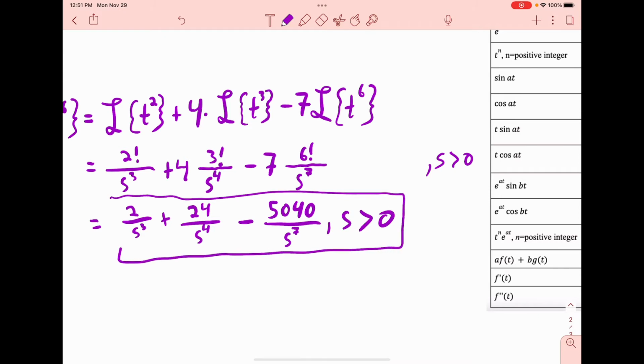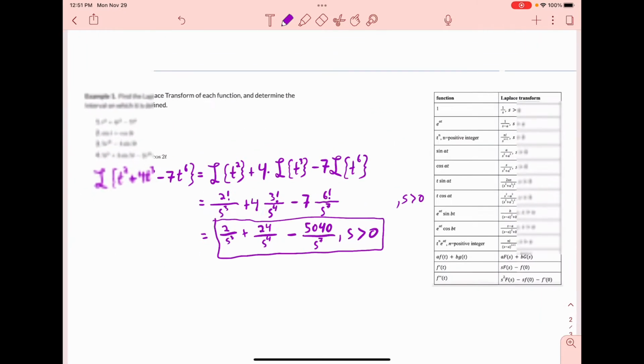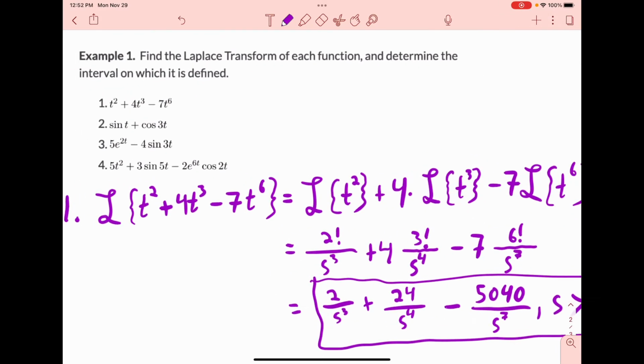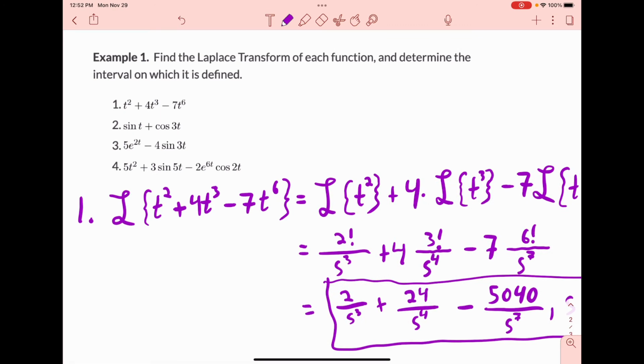Okay. That's the solution to our first example, the Laplace transform of t squared plus 4t cubed minus 7t to the 6th. Here, let's number this so that we're keeping it straight. Okay. What I would strongly recommend that you do at this point is pause the video, work through the other 3 examples here, problems 2, 3, and 4.